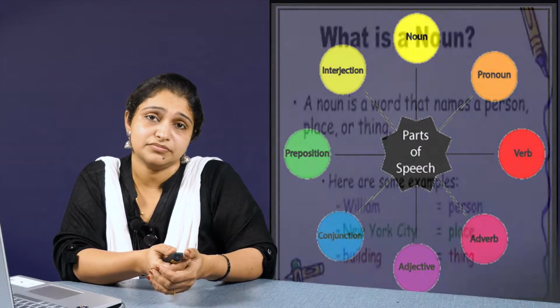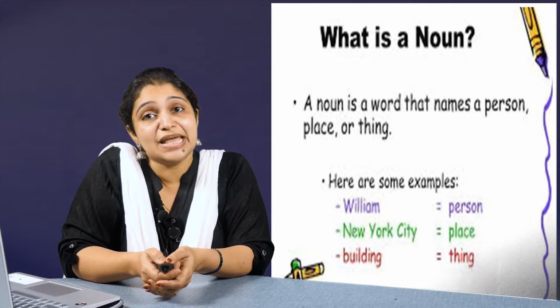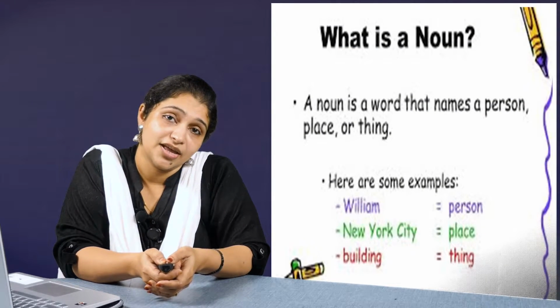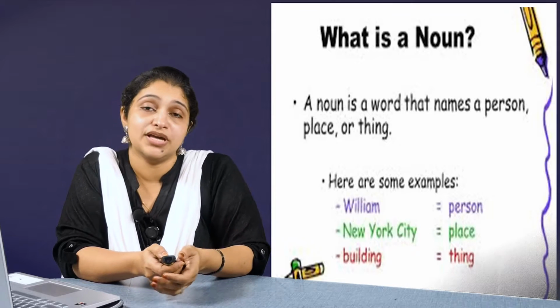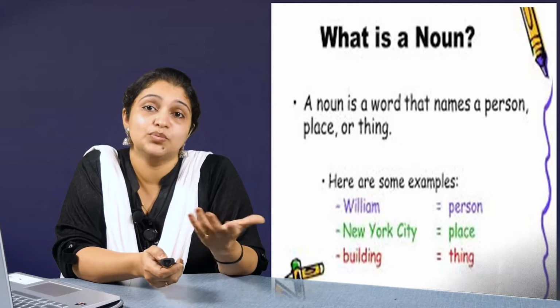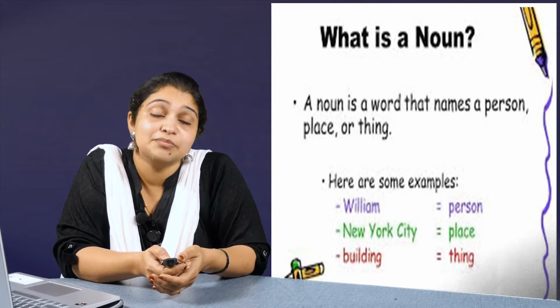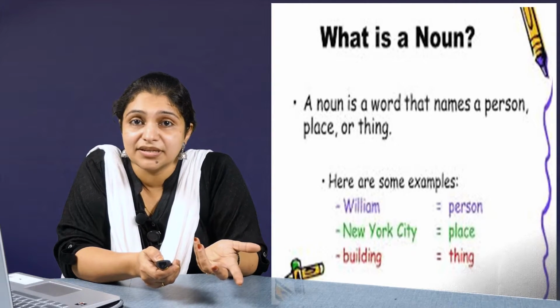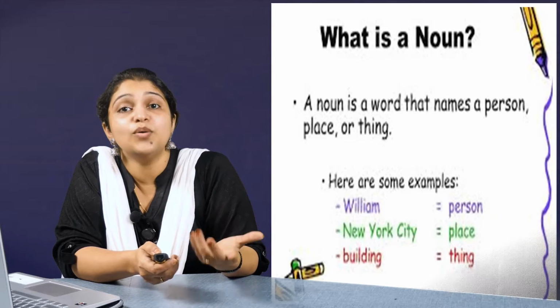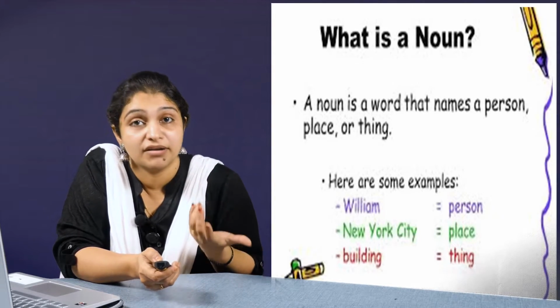What is a noun? A noun is a word that names a person, place, or thing. We use a plurality of nouns in our everyday talk. For example, William is the name of a person. New York City is the name of a place. Building is a thing. Table, chair, pen, pencil, all these are objects, and these all are nouns.